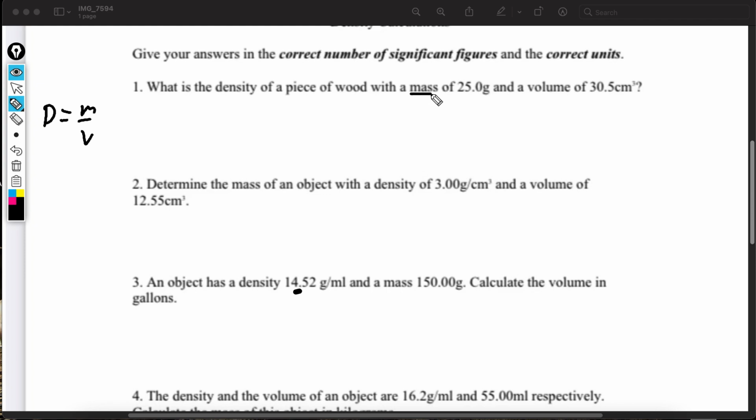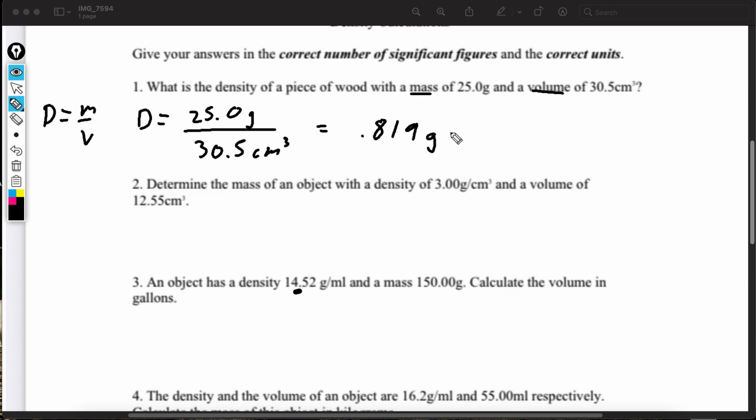So we have mass, we got M. We got volume, we got V. So this one's a pretty simple one. D, because that's what we're trying to find, is mass over volume, which is 25.0 grams all over 30.5 centimeters cubed. Now I already did the calculation. That is about 0.819 grams per centimeter cubed, written as grams centimeters to the negative 3.